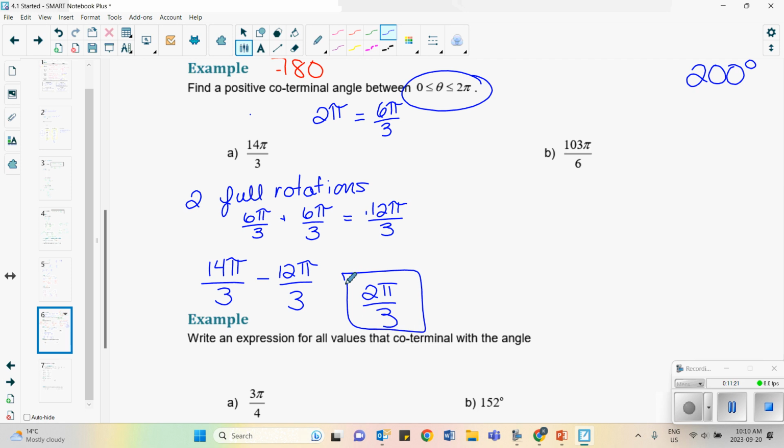Confusing? A little bit? But it's all about just taking out how many times you went around the circle. If you think of it as a string, how many times did we wrap that string around the full coordinate plane? And in this case, we did it twice. This one's nice and easy.